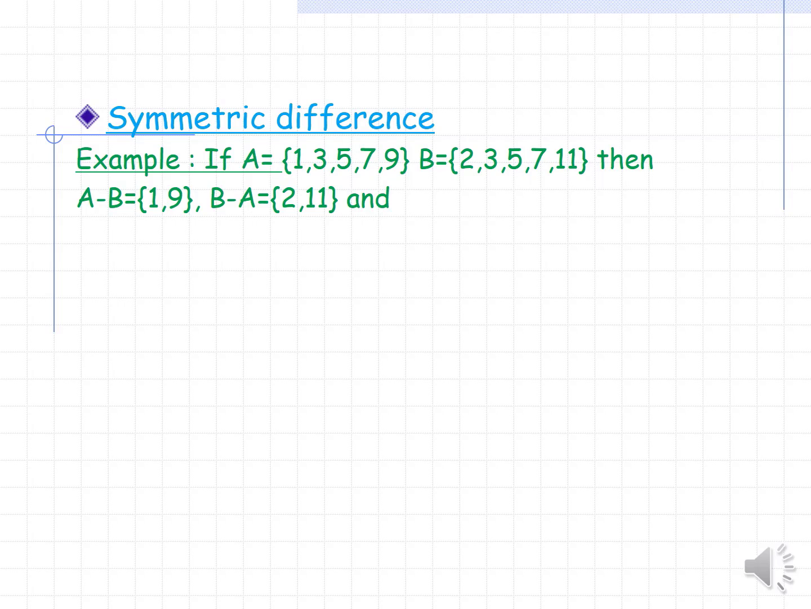For example, if A is the set of the numbers 1, 3, 5, 7, 9 and B is the set of the numbers 2, 3, 5, 7, 11, then A minus B is equal to 1, 9 and B minus A is equal to 2, 11. Therefore, A delta B is equal to A minus B union B minus A, which is equal to 1, 2, 9 and 11.